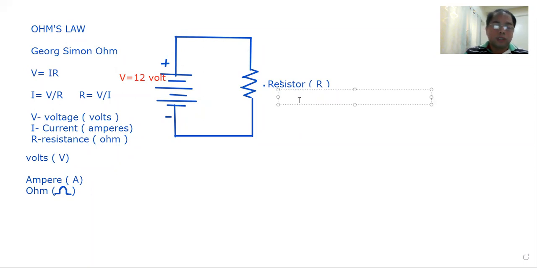Supposing our resistor here will have a value of around 10 ohms. And 10 ohms may also be written like this, and then you follow it through with an omega symbol.